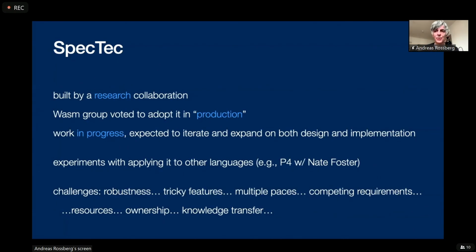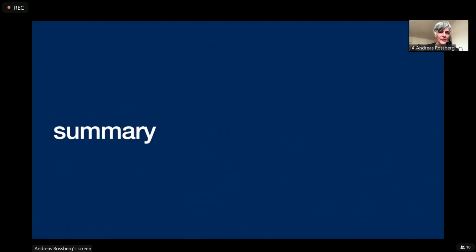This is a research project, but we don't want to do it forever, obviously. So at some point, we would have to transfer ownership to the WASM group, but is that group ready to take that? Does it have the relevant expertise? And how do we organize the knowledge transfer? All of these are completely open questions at this point still.